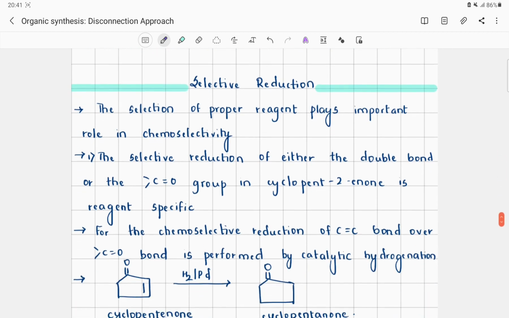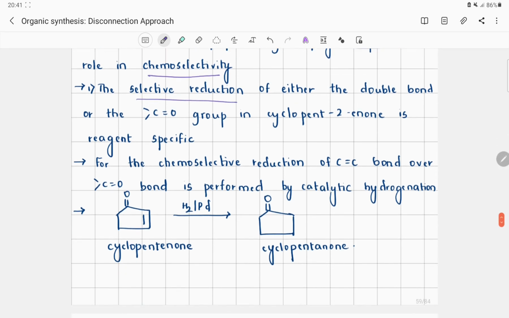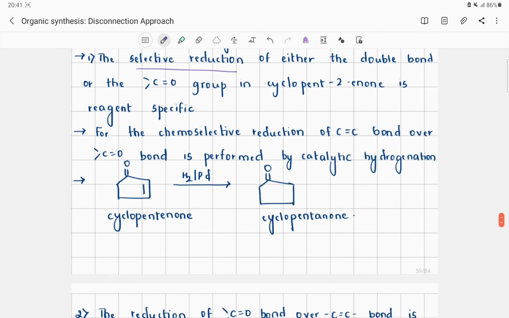Now, for example, when I want to do a selective reduction, the selection of a proper reagent plays an important role in chemoselectivity. We have already seen that a particular reagent plays a very important role. The selective reduction of either the double bond or the carbonyl group in cyclopent-2-enone is reagent specific. The chemoselective reduction of C=C over C=O is performed by catalytic hydrogenation.